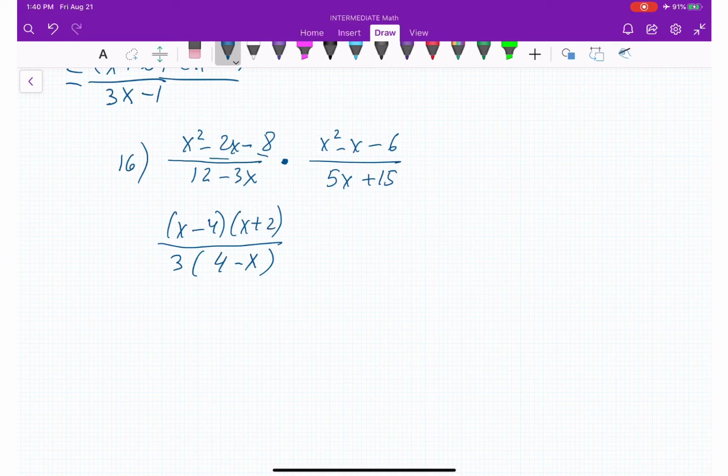Okay, next. X squared minus x minus 6. If I break down, it's going to be x minus 3 and x plus 2, because negative 3 times positive 2 is negative 6. And negative 3 plus 2, we get negative 1. And in denominator, 5x plus 15. Common factor is 5. And I will have x plus 3.